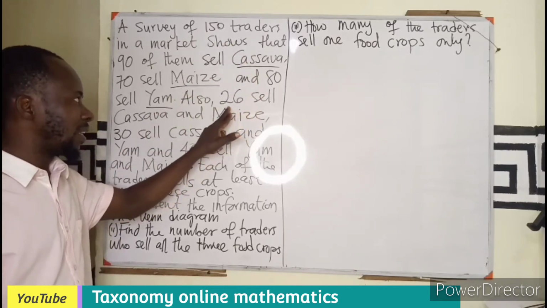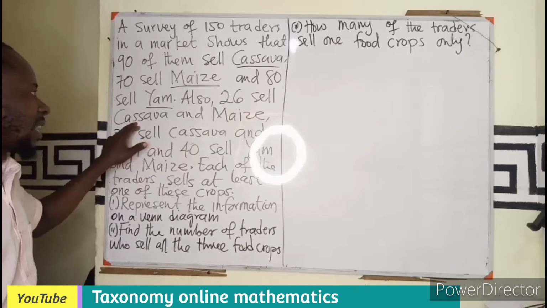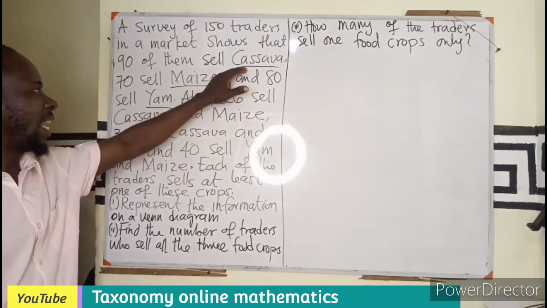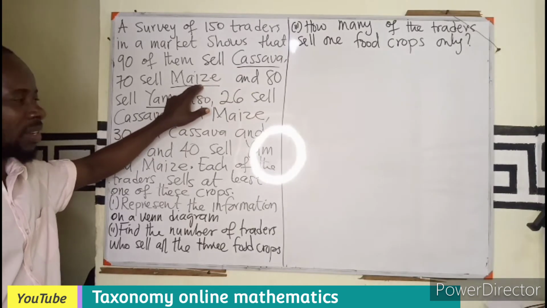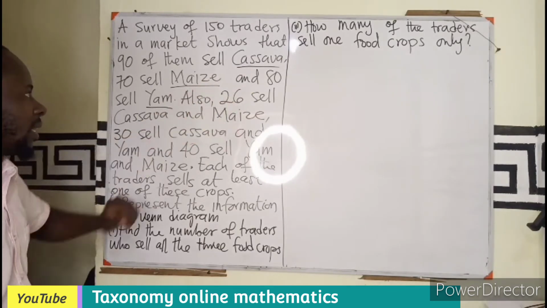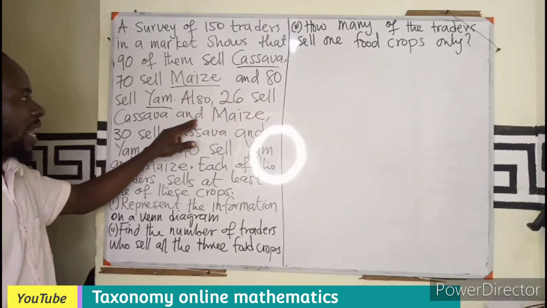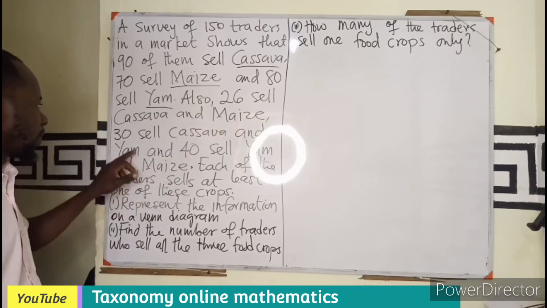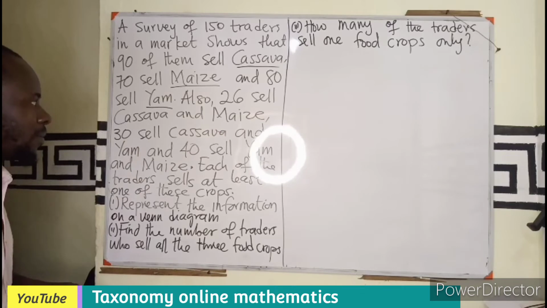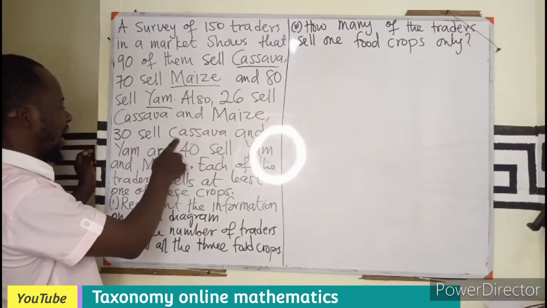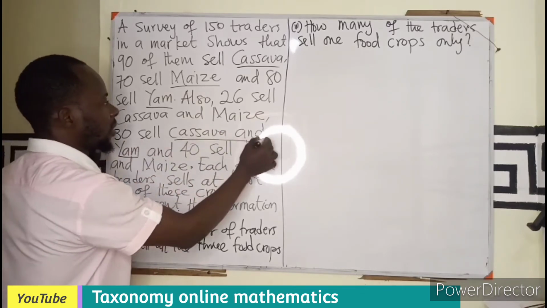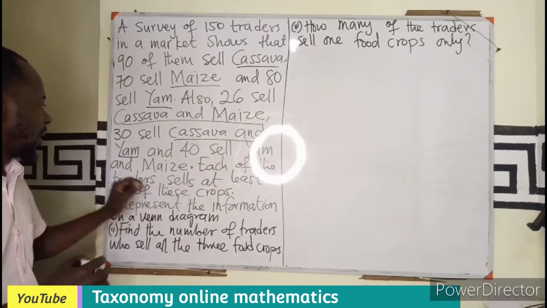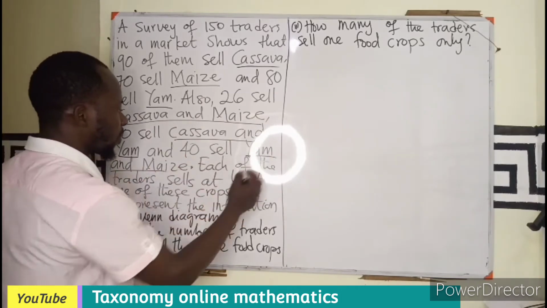We also know that 26 sell cassava and maize. It means cassava and maize intersection is 26. Then we have 30 of them selling cassava and what? Yam. Cassava and yam. Then 40 is selling yam and maize.